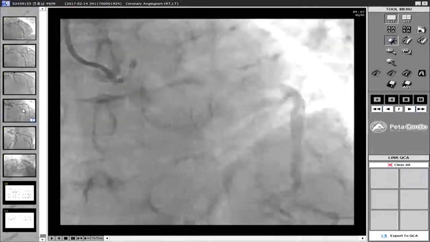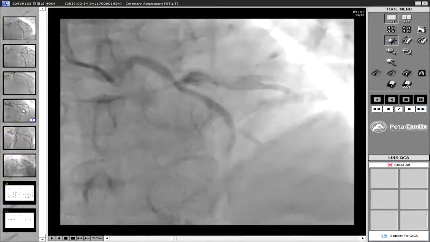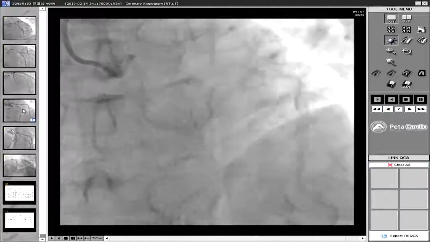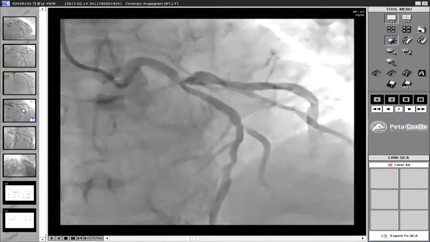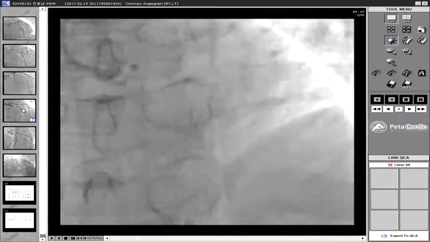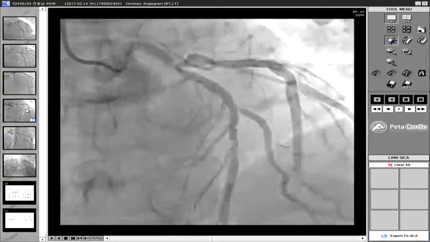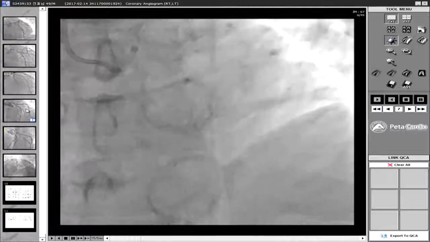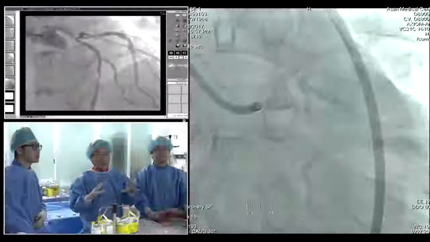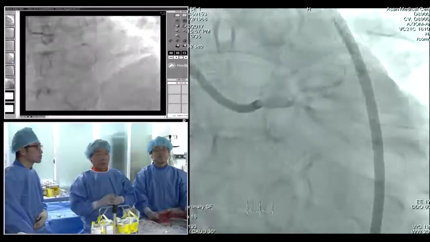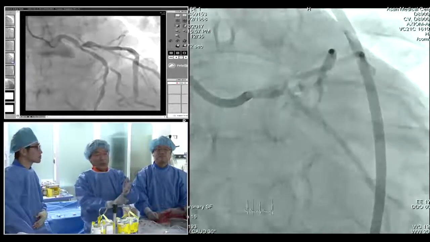I think they are pretty big ones, more than 2.5 vessel. There is another disease in the mid portion of the LAD, with tortuosity. The right coronary artery would be okay, right? So, a relatively young gentleman. However, the atherosclerotic burden is pretty big: severe disease of the left main and diagonal branches and mid LAD disease too.